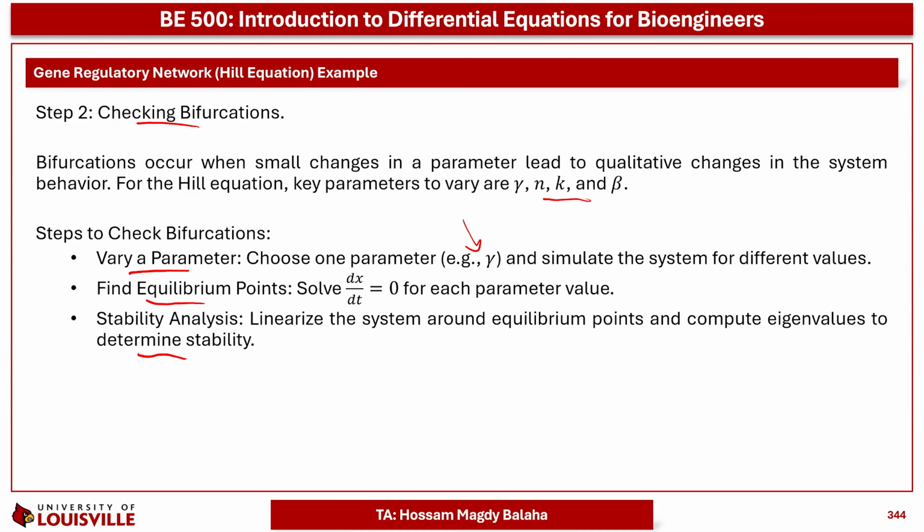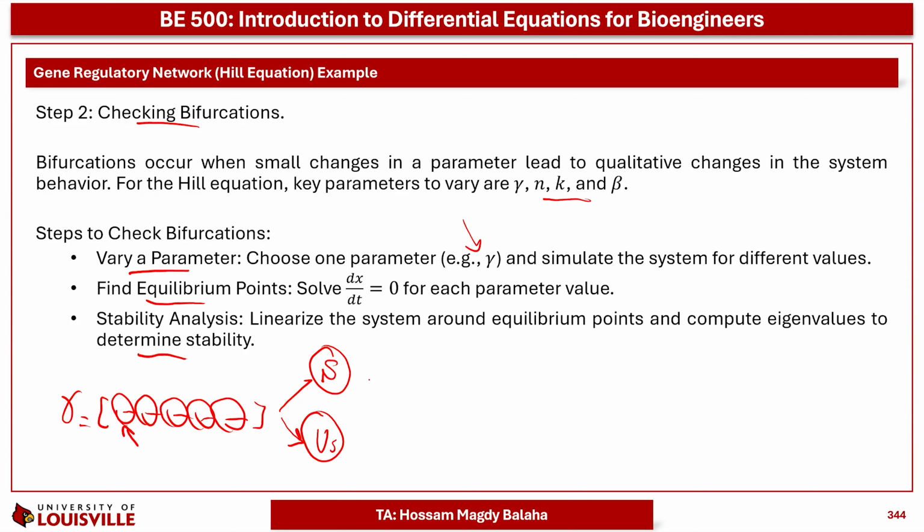So let's assume that you are dealing with gamma. So you are now suggesting multiple values, or you are suggesting a range for gamma, and for each value of them, you are going to solve and linearize the system and compute the stability for each point. Based on these points, you will now classify what are the stable points and what are the unstable points. For both of them, you will plot the bifurcation diagram, let's say something like that.